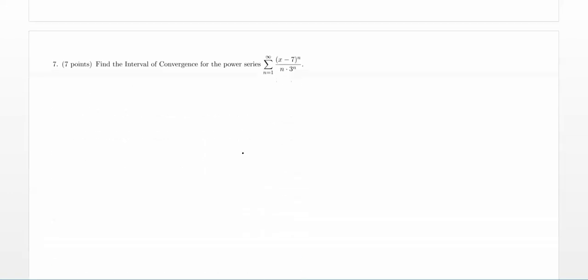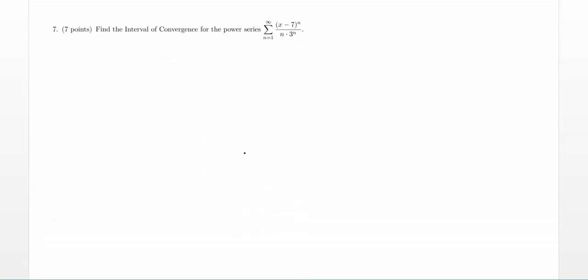Okay, next problem. Find the interval of convergence for the power series (x minus 7) to the n divided by n times 3 to the n. Okay, so when you're finding interval of convergence, 99% of the time you're just using the ratio test. So we'll apply that here.